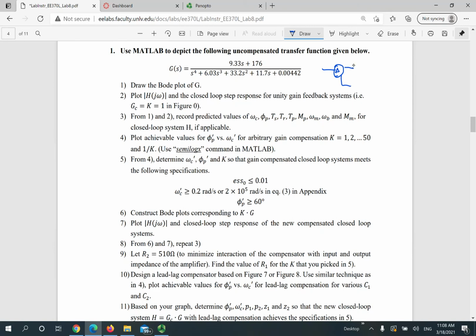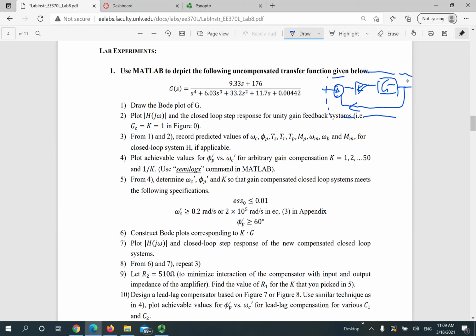Okay, and this is the gain. First of all, we do the gain compensator, and then this is the G. Okay, and this is going back, something like that. So the entire system is the H, which is the Y and X. H equals Y over X.